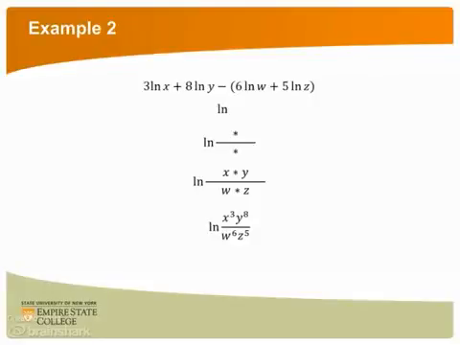We finish by putting in the appropriate exponents. When we do so, we find that 3 multiplied by the natural logarithm of x plus 8 times the natural logarithm of y minus the quantity 6 times the natural logarithm of w plus 5 times the natural logarithm of z equals the natural logarithm of x to the 3rd power times y to the 8th power divided by w to the 6th power times z to the 5th power.